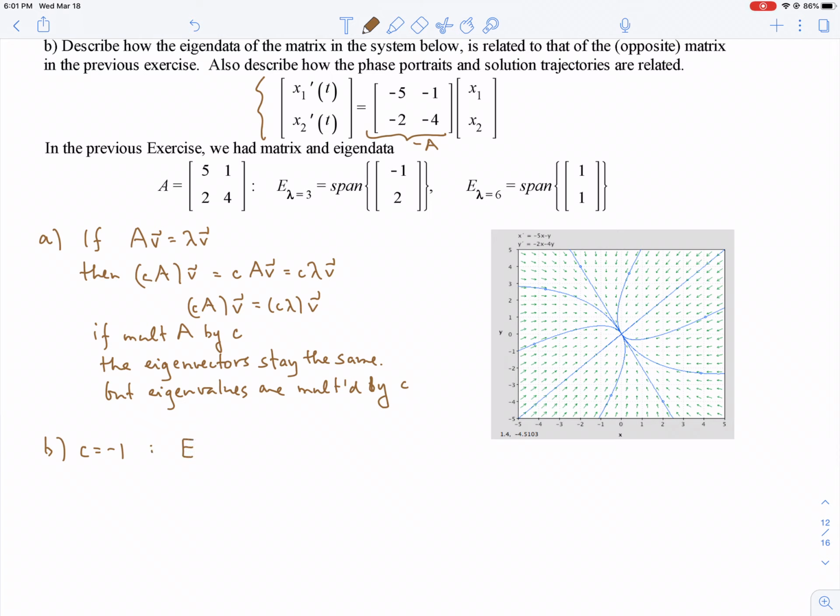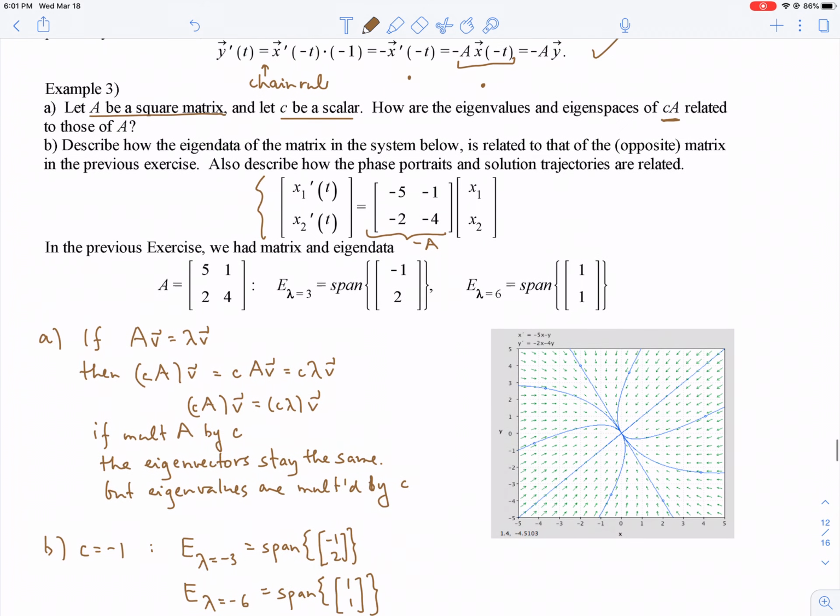We multiplied the matrix by -1, so the eigenvectors stay the same, but the eigenvalues become the opposite. So instead of an eigenvalue of 3, we have an eigenvalue of -3, but the eigenvector is what it was before, -1, 2. And the old eigenvalue was 6, so now it's -6. And we have the same eigenvector we had before, which was 1, 1.